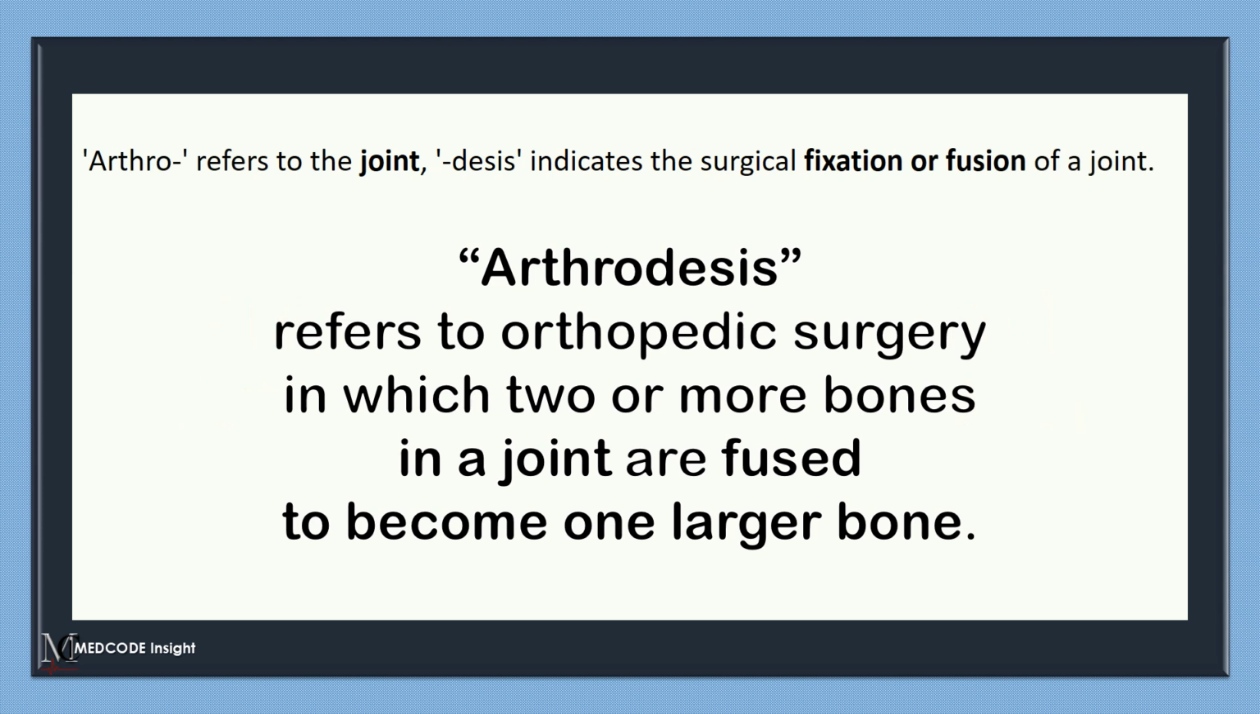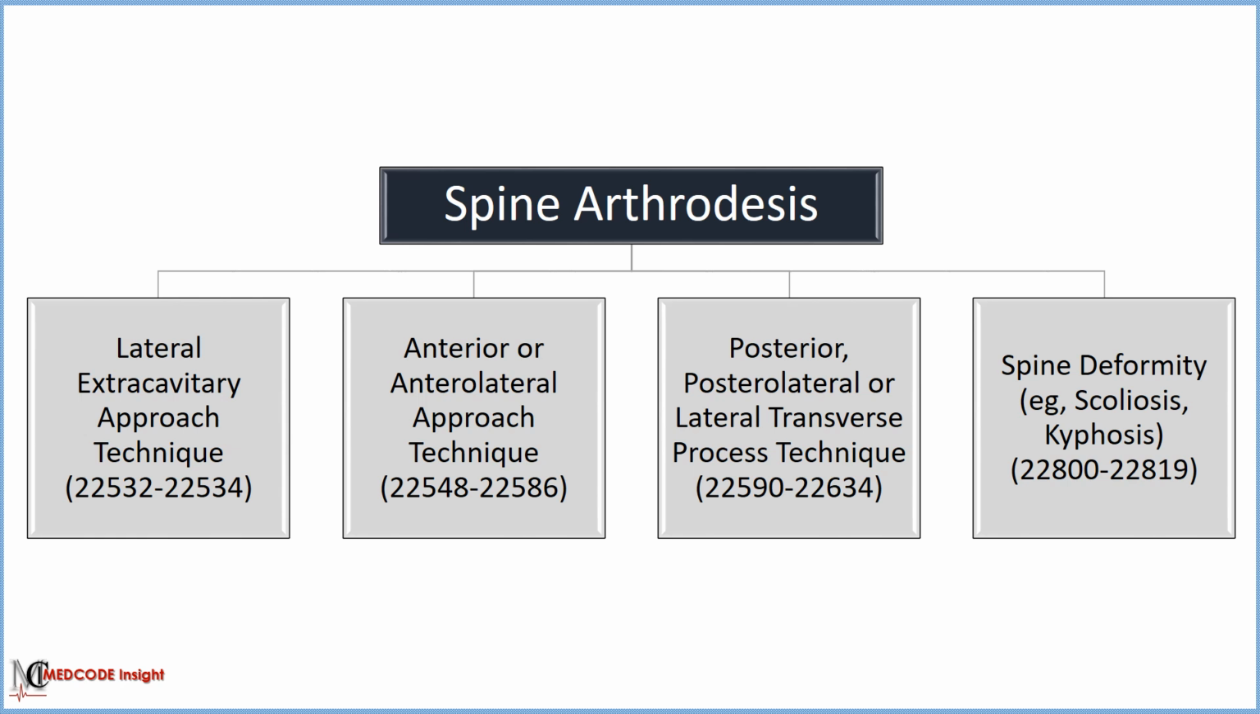Orthodesis refers to orthopedic surgery in which two or more bones in a joint are fused to become one larger bone. Spine orthodesis is categorized into four main techniques, each with specific code range for proper classification.